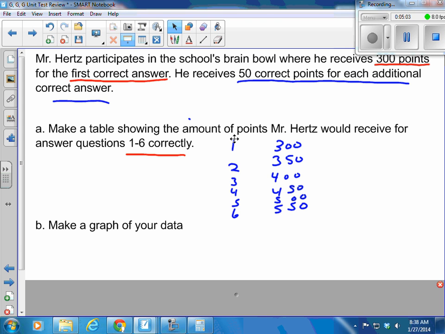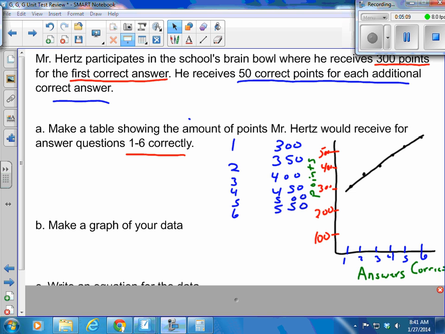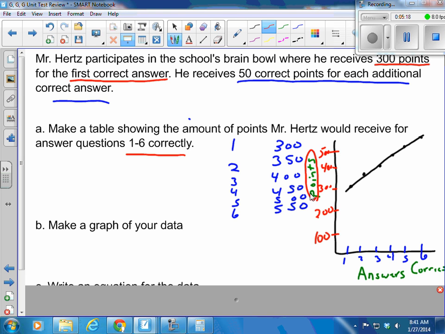For the graph, so you don't have to watch me draw the whole thing, I'm going to pause it now and make a graph. And there's the graph. The big thing about the graph is, I know it's a little messy and smushed, but you see how I have my axes labeled? This side is points, the other side is answers correct, and I'm just working up by 50s each time.